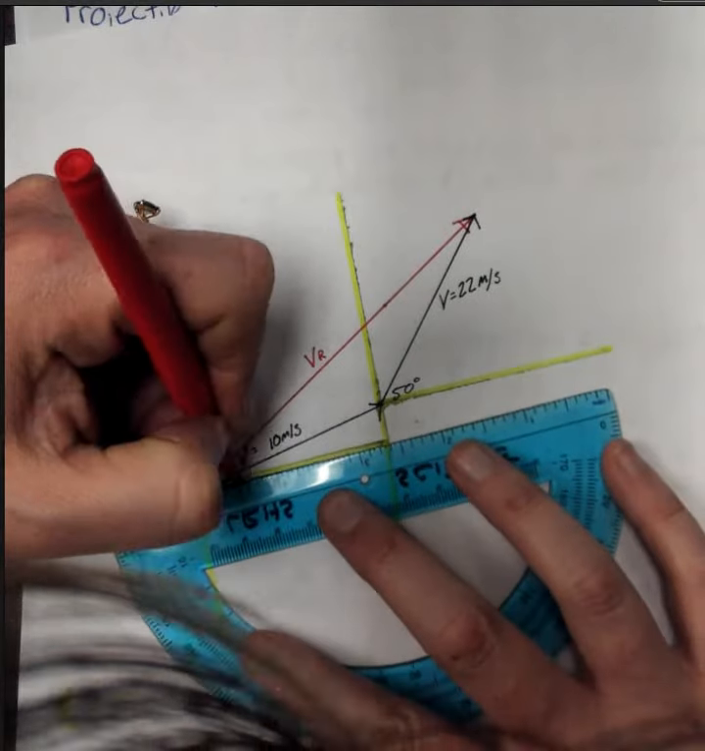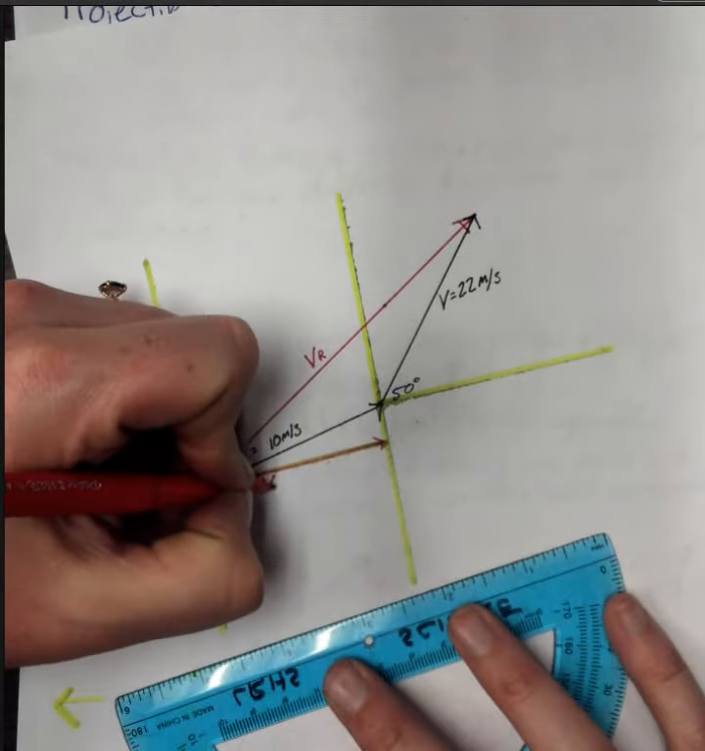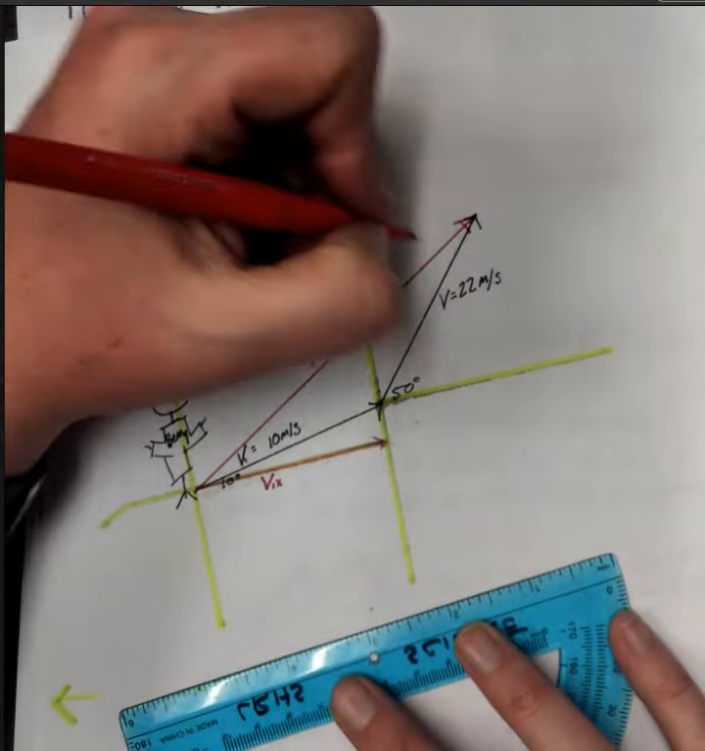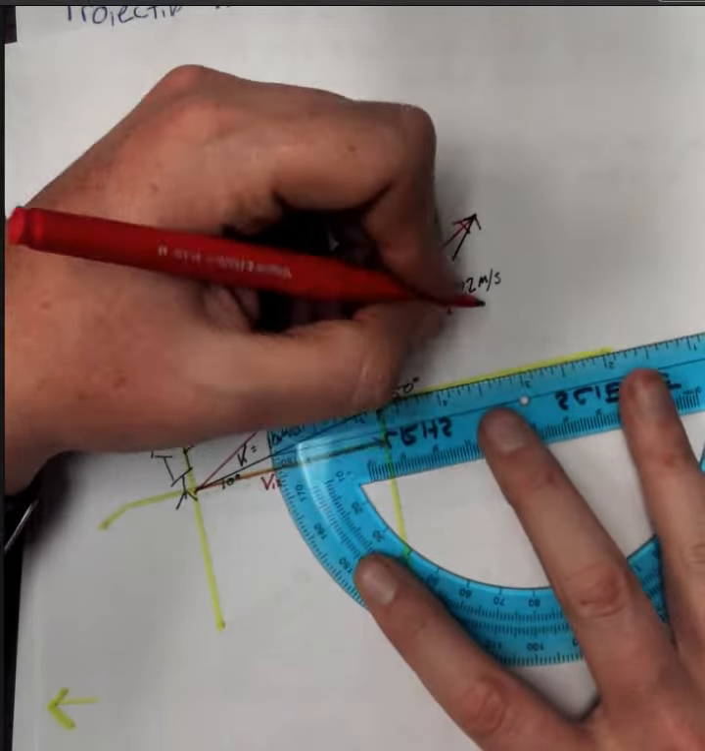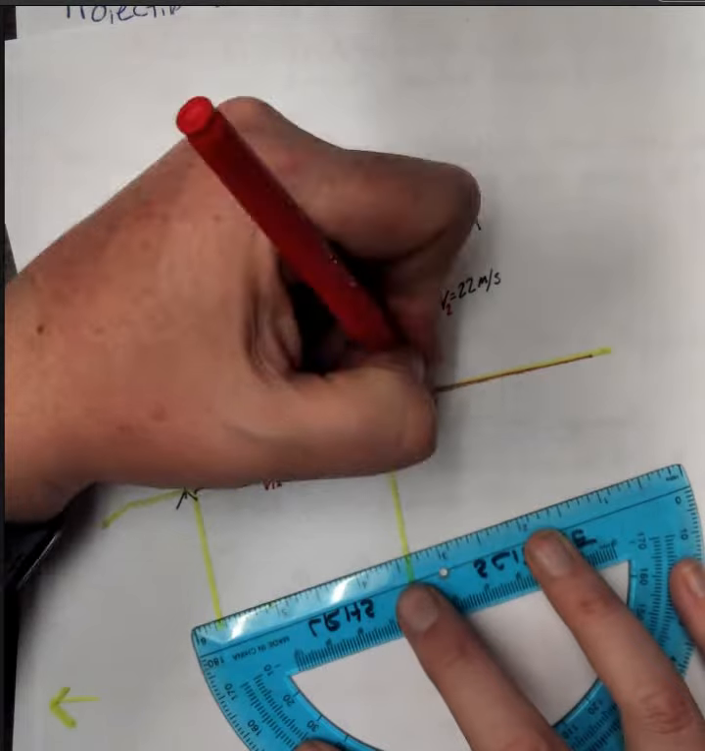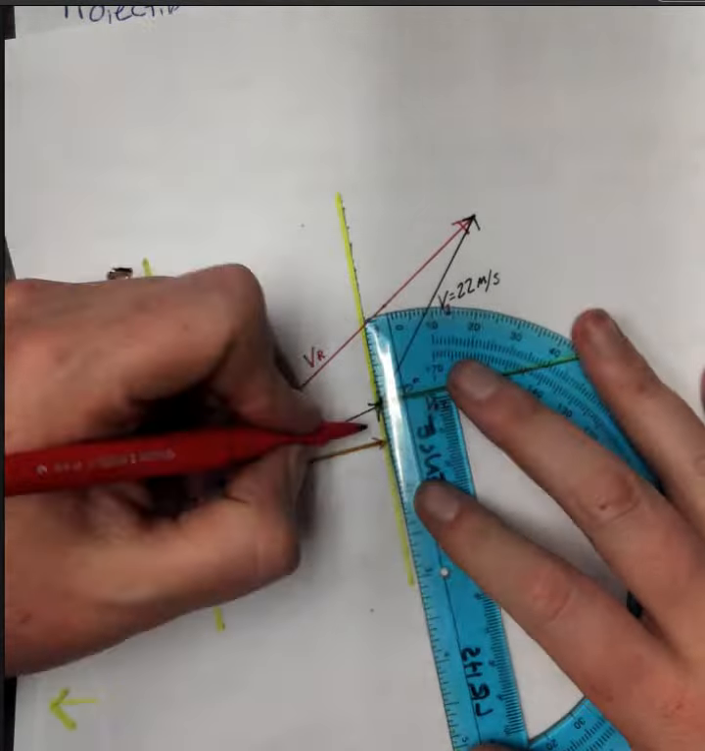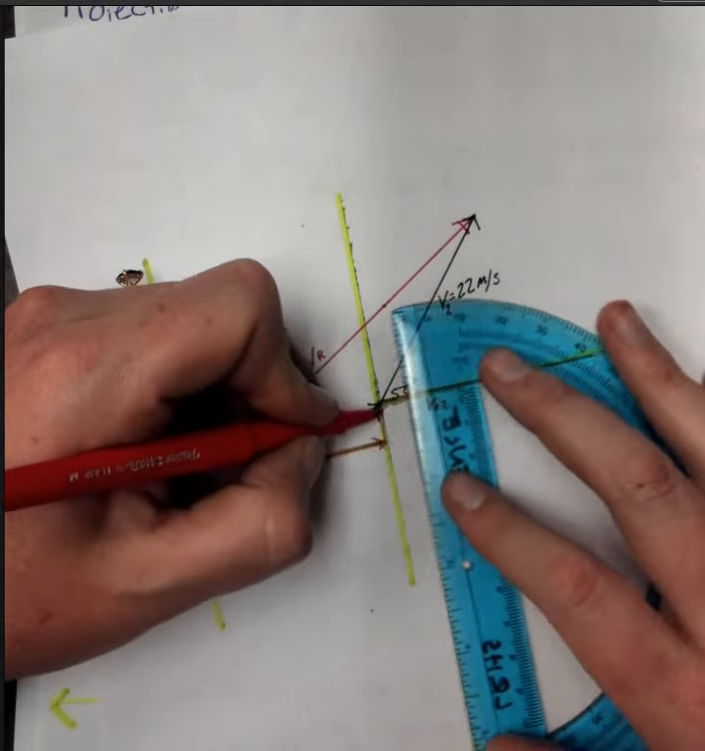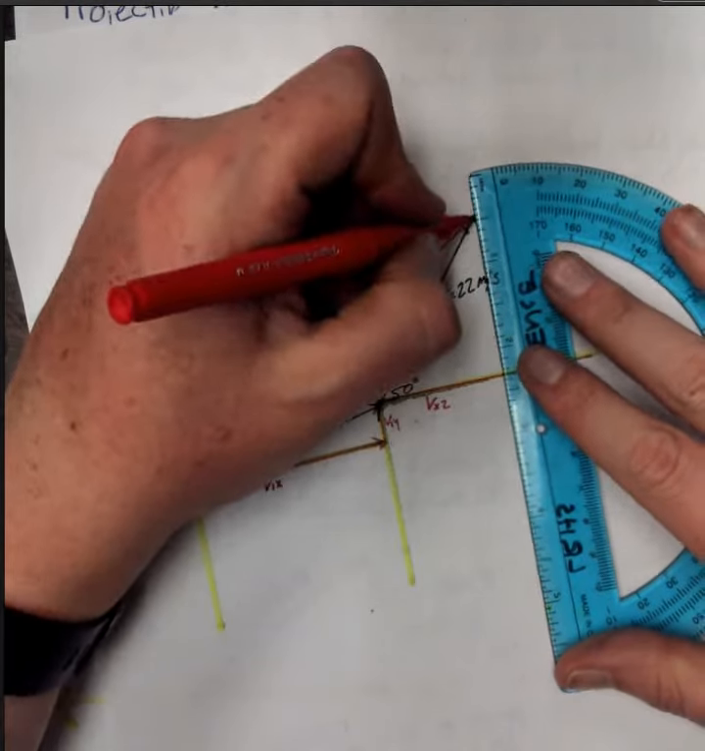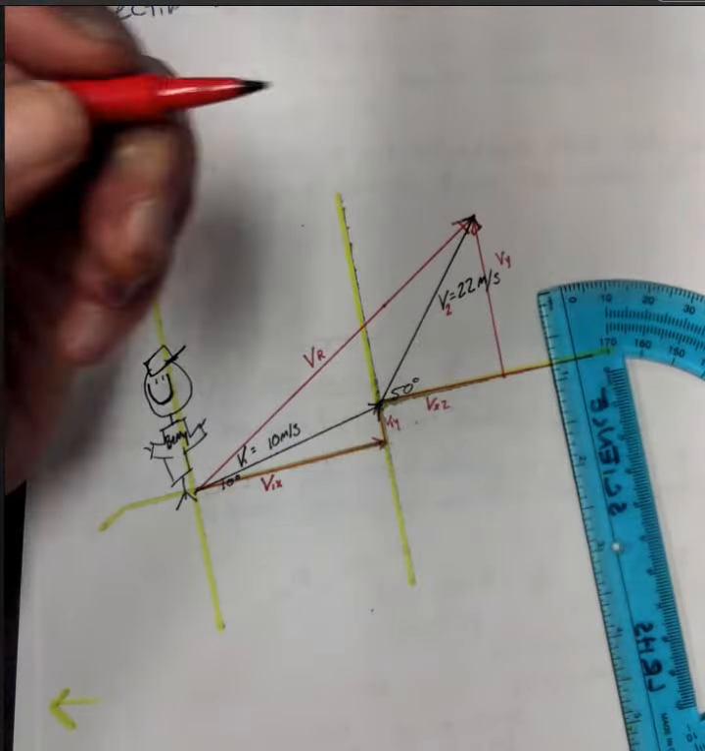I'm going to call this one velocity 1. So this will be the x component of velocity 1. This is going to be velocity 2. So this will be the x component of velocity 2. Here's going to be the y component of velocity number 1, and here's going to be the y component of velocity number 2.